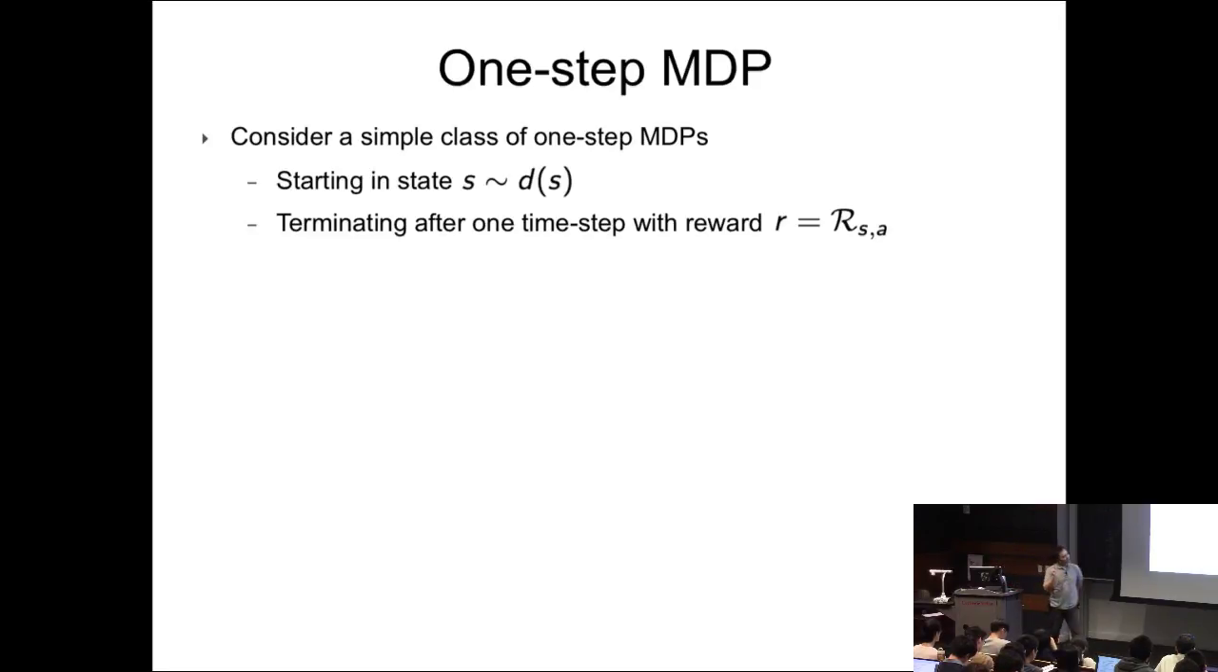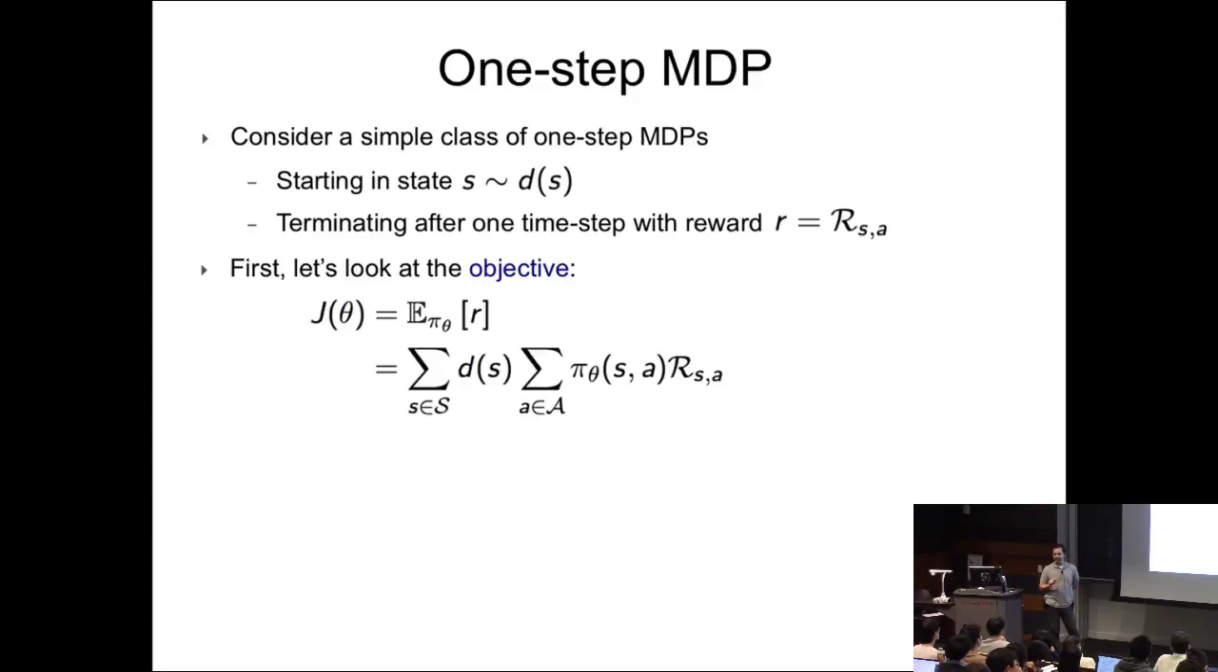Let's say we start at some state S, right? Some prior distribution, or some probability according to your policy, you start at some states more frequently than others, and you terminate after one step with some reward. Okay? So let's look at this objective. Because it's a one-step MDP, you basically do one step, and in one step you just get the reward, right? So you look at this particular objective.